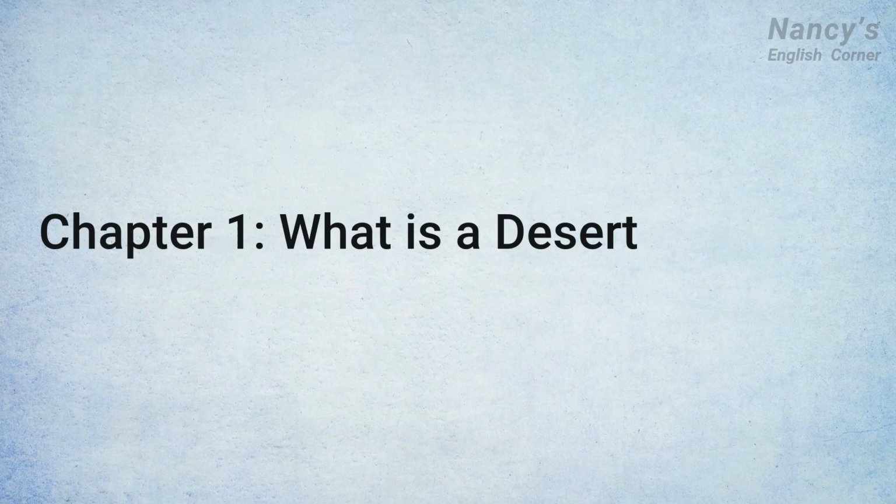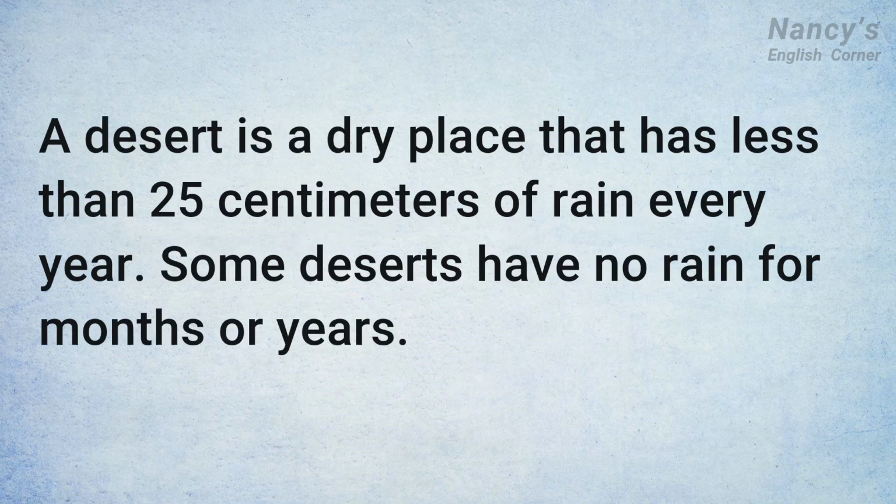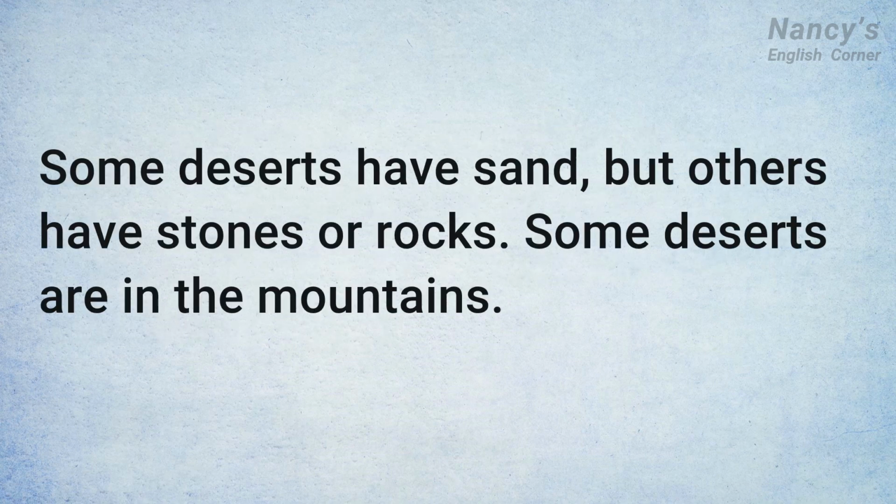Chapter 1. What is a desert? A desert is a dry place that has less than 25 centimeters of rain every year. Some deserts have no rain for months or years. Some deserts have sand, but others have stones or rocks. Some deserts are in the mountains.